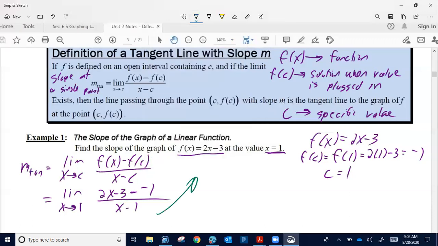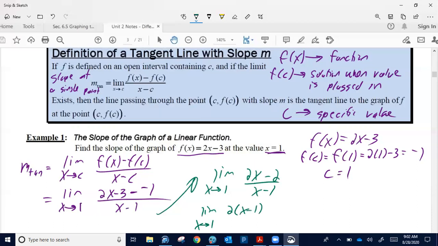That's going to give us the limit as x approaches 1 of 2x minus 3 minus negative 1, and minus a negative is a positive. So that's going to be 2x minus 2 over x minus 1. This is a limit problem. I would like to plug 1 into this, but 1 minus 1 is 0 on the bottom, and 2 times 1 minus 2 is also 0 on top. That's no good. Let's try to factor this.